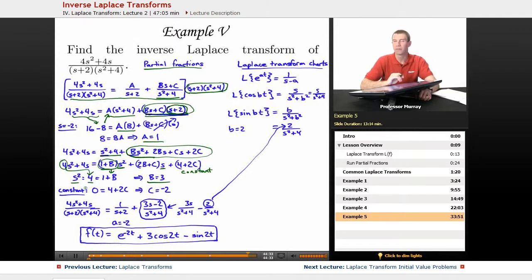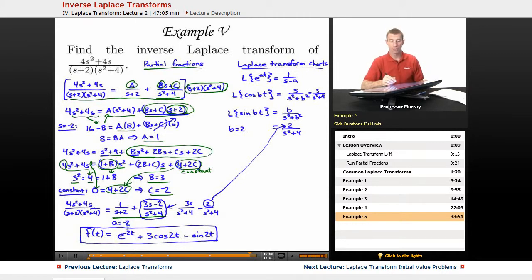And then I skipped over s because it looked a little more complicated. I skipped right to the constant. On the left, I got 0. That's coming from that 0 there. On the right, I got 4 plus 2C. So that's where that came from. And that was an equation I could quickly solve for C being negative 2. So then I took that A, B, and C, and plugged them back into my original guess, and that's how I figured out this partial fraction expansion.